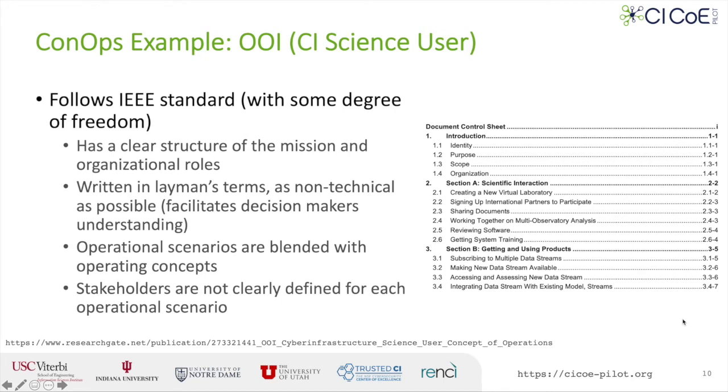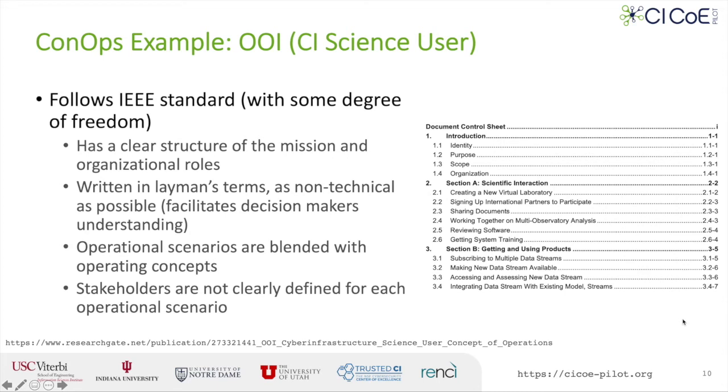So you're not talking about developers, you're not talking about NSF, but it's just one kind of user. So it is expected that these ConOps will be a little bit more high level, with information explaining how to use the system from the perspective of that user, how to interact with the system, get some data from the system, and so on. So basically this ConOps follows the IEEE standard with some degree of freedom.